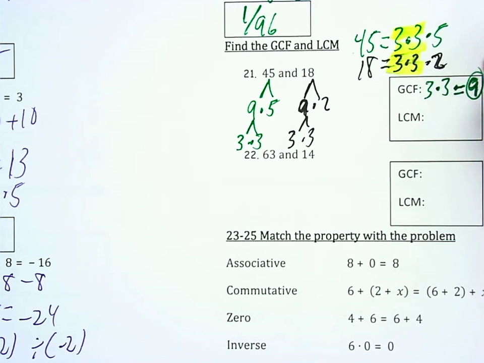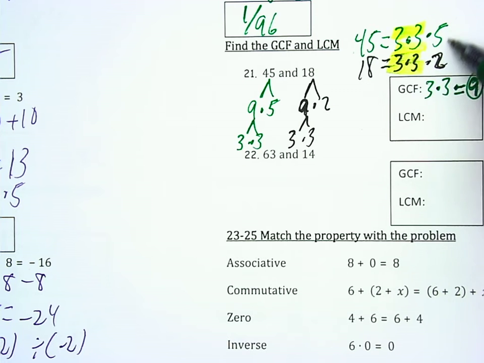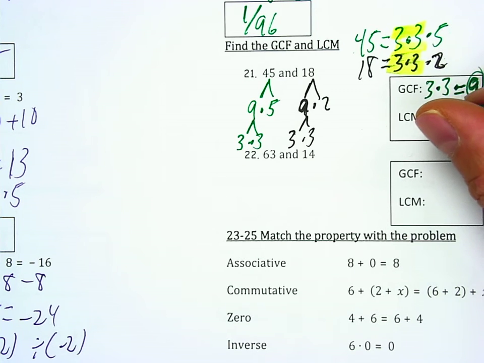That's my GCF. Now my least common multiple is my greatest common factor times the other factors that were not in common. So my least common multiple will be 9 times 2 times 5, which is 90.